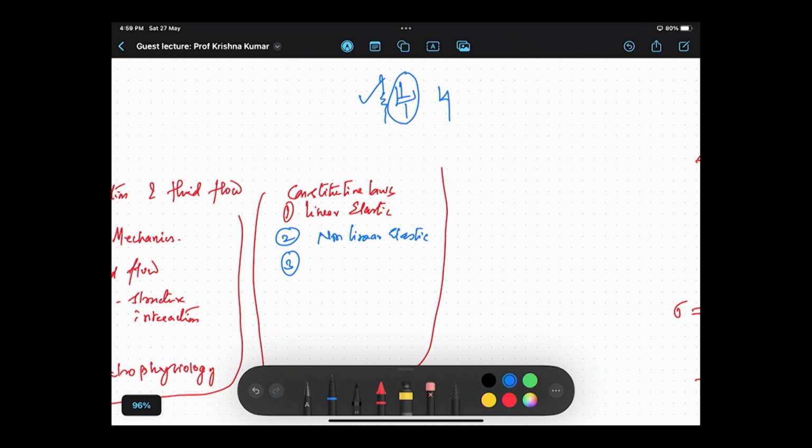So by combining these two, I can create models which would mimic the actual organs. For example, I can connect it like this, and this is called the Kelvin-Voigt model.